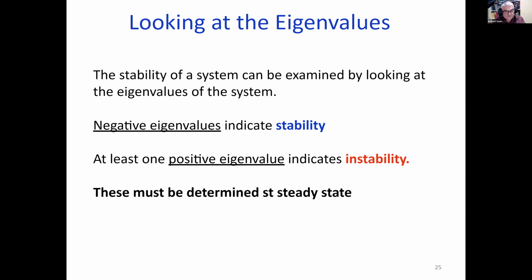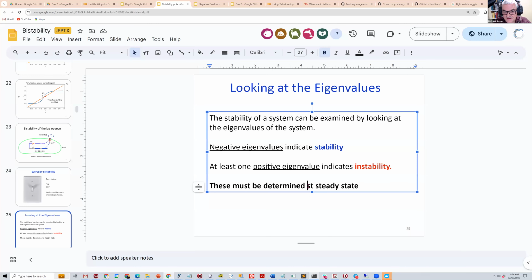If they're negative, it means the system is decaying and therefore it's stable. If at least one of them is positive, it means the system is going to expand and therefore it's unstable, okay? Now, in order to do this properly, you have to evaluate them at the steady state. That's not steady state, at the steady state, okay? And that's what we're going to do next. What have I got here?